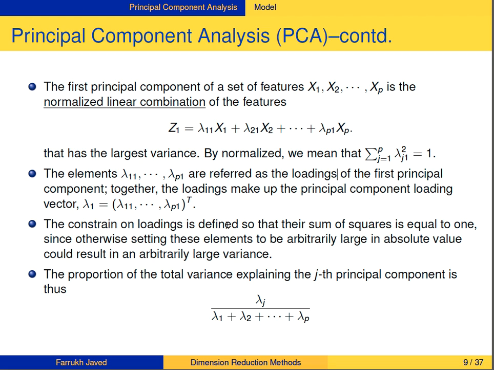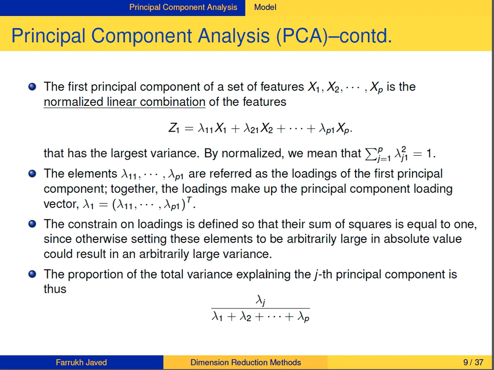The constraint on the loadings is defined so that their sum of squares equals 1, since otherwise setting these elements to be arbitrarily large in absolute value could result in arbitrarily large variances. That's why we do the normalization. Normalization helps us control the loadings, and also understand how the variables are weighted.